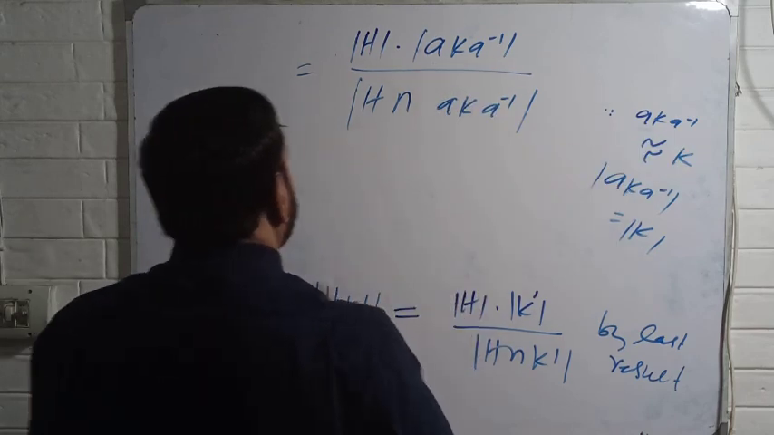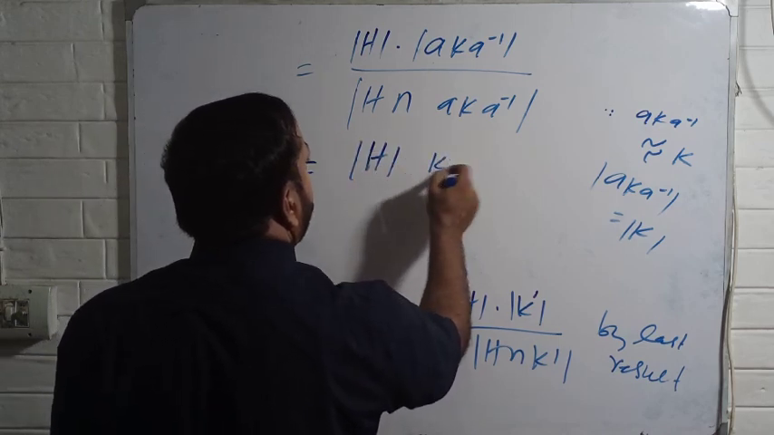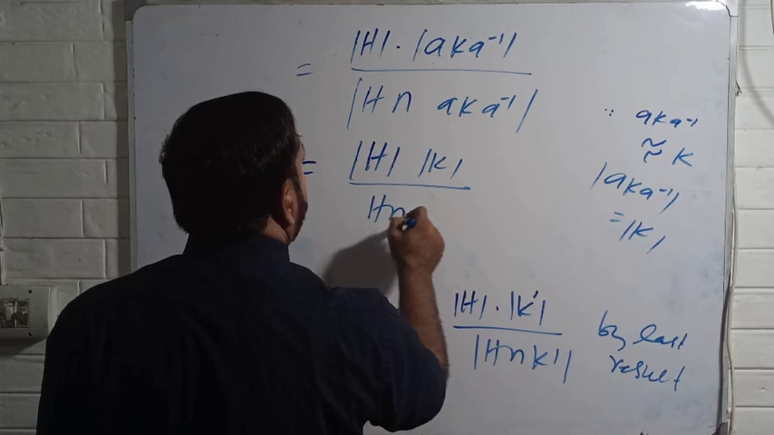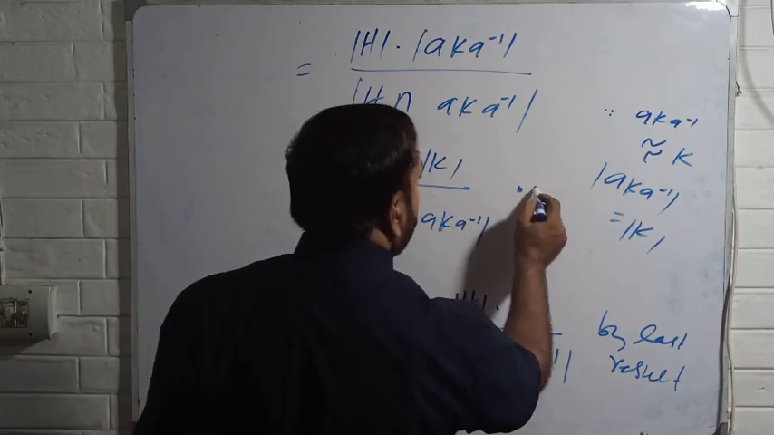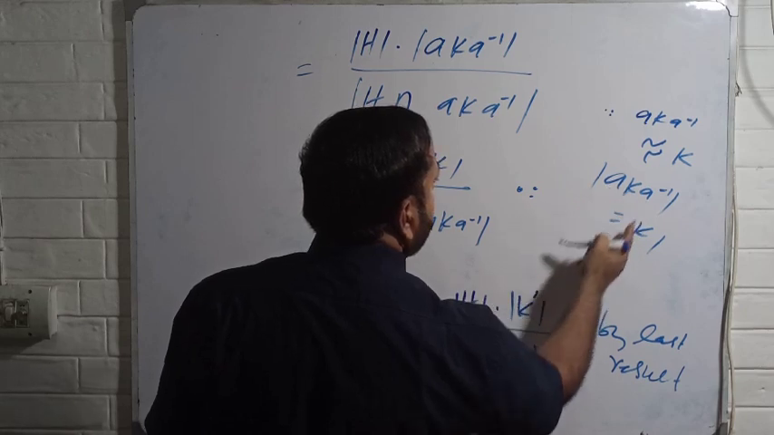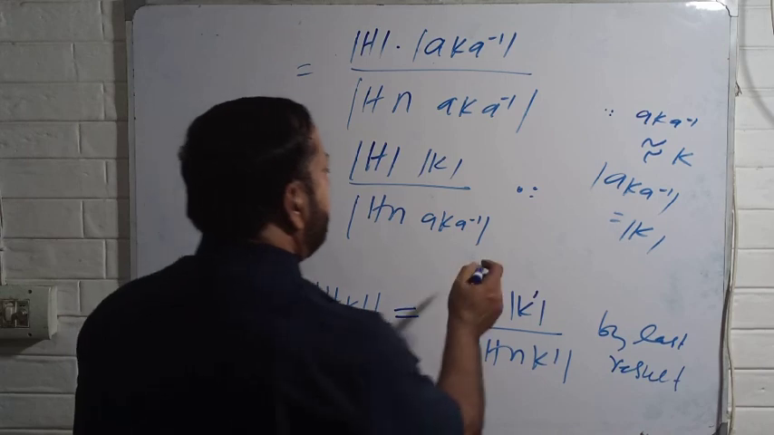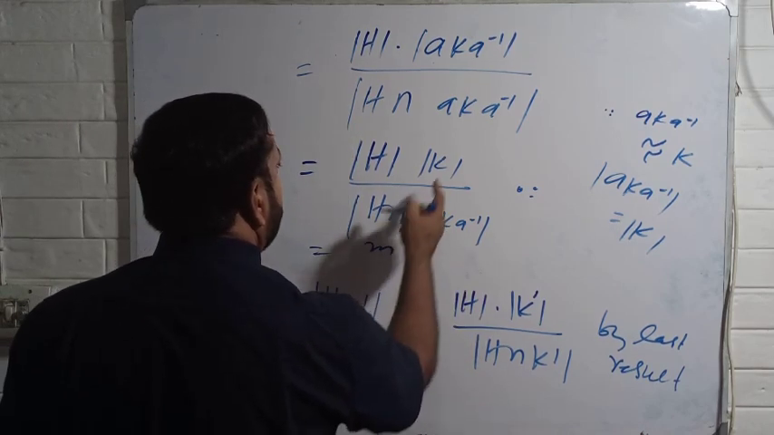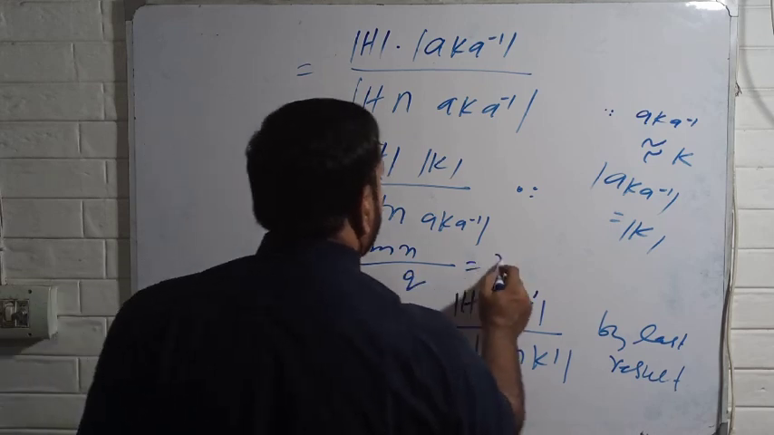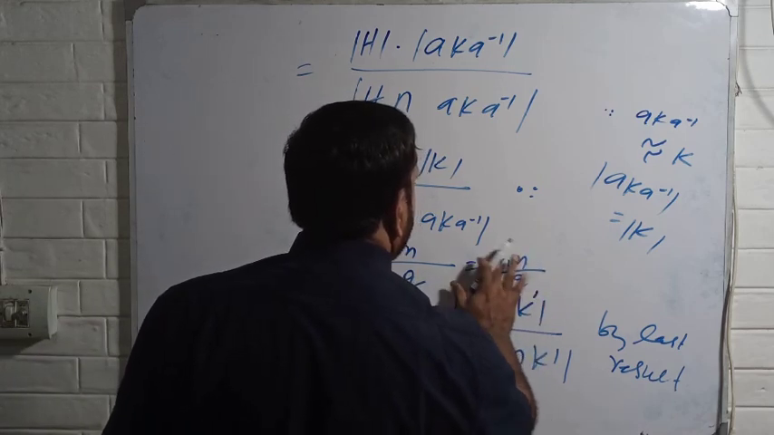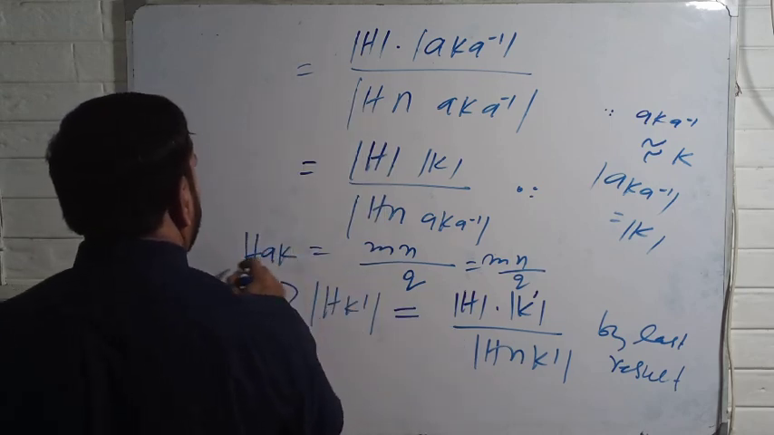Okay, so that's why you can write like this: order of H into order of K over order of H intersection AK inverse, since you are given that order of AK inverse is equal to order of K. Now you are given order of H is equal to M, order of K is equal to N, and order of this is equal to Q. So this is MN by Q. This is order of HAK, right?